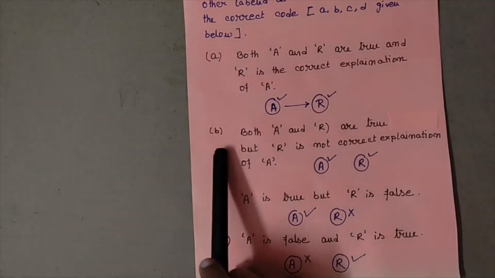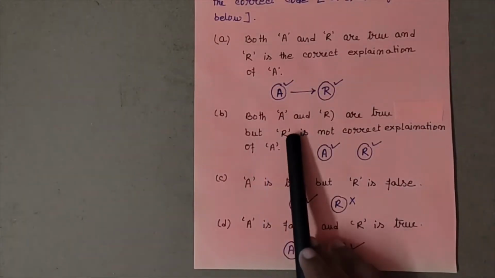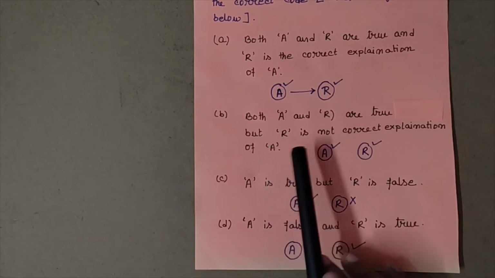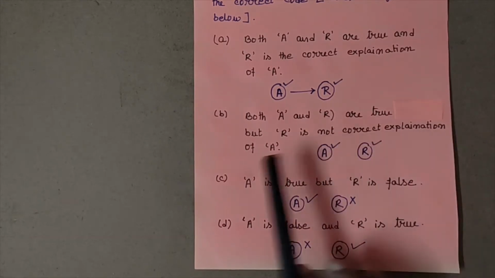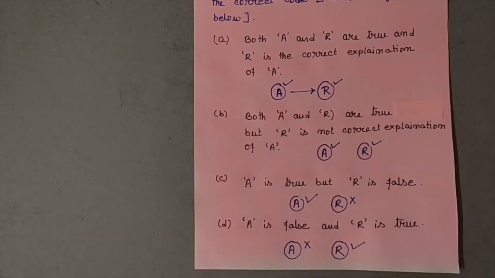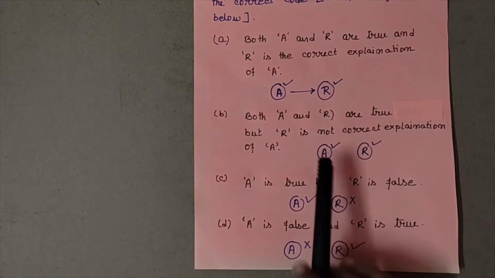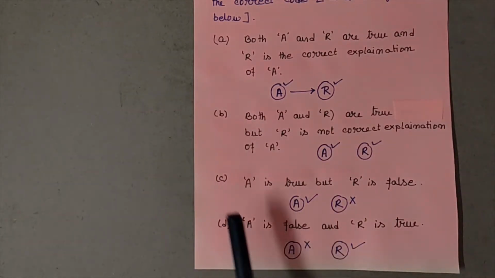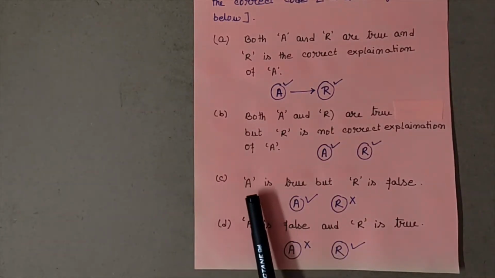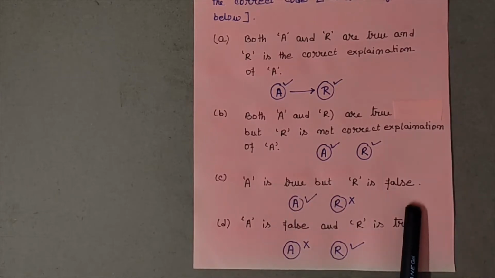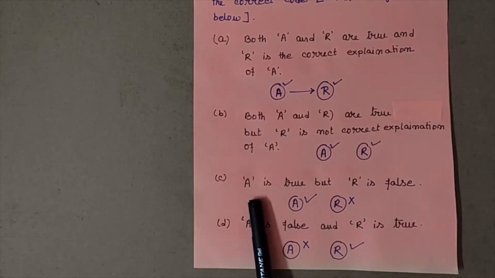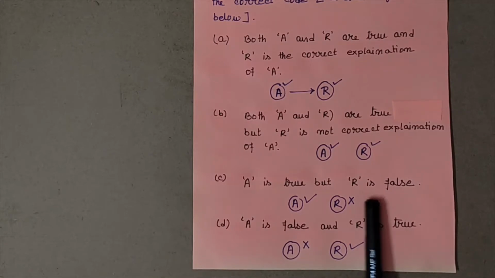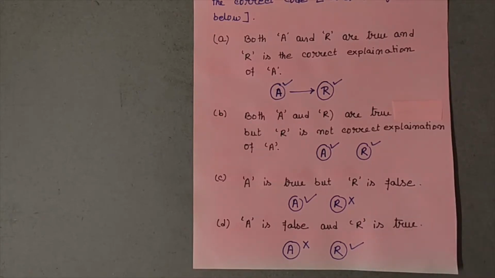Now option B: both assertion and reason are true, but R is not the correct explanation of A. That means both the statements are correct, but the reason is not the proper explanation of the assertion. In that case, you will choose option B. Next, option C: A is true but R is false. The assertion, the first statement, is true, but R, the second statement, is false. If this type of question appears, then you will choose option C.